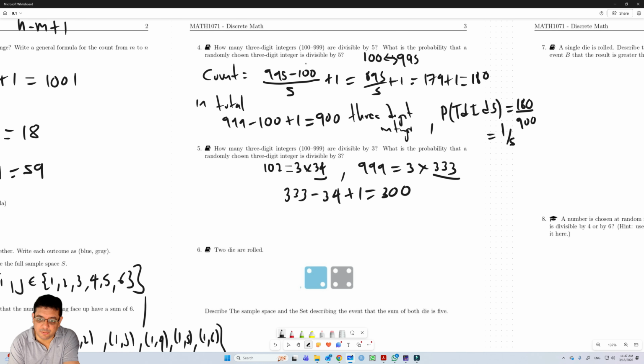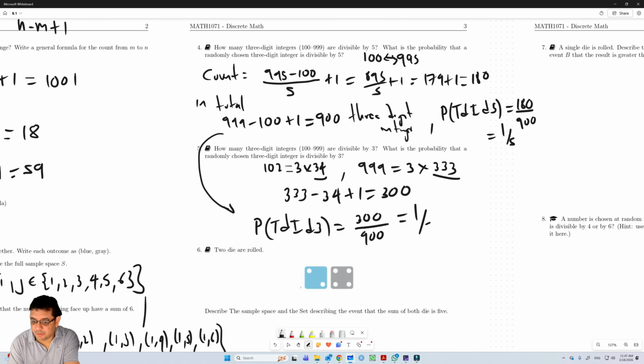With the total of 3-digit integers being 900, the probability of a 3-digit integer being divisible by 3 will be 300 out of 900, which will be 1/3. Okay. Notice that the key part here is that we should obtain the first number divisible by 3 in this range and see it as a multiple of 3, and the last number divisible by 3 and see it as a multiple of 3.